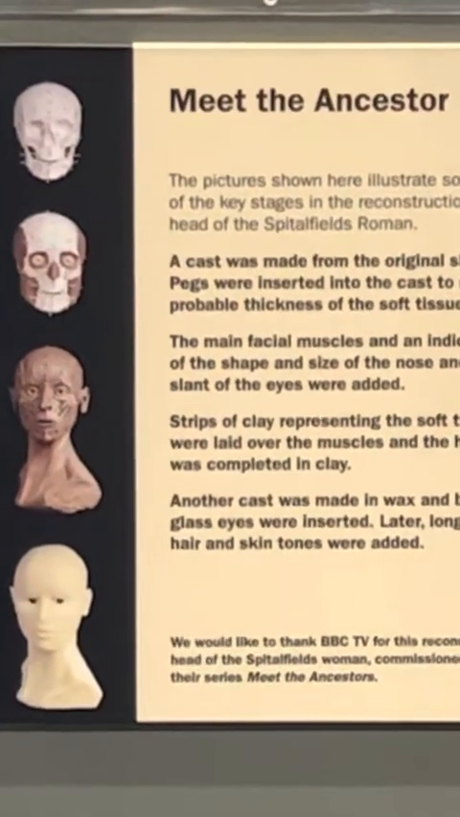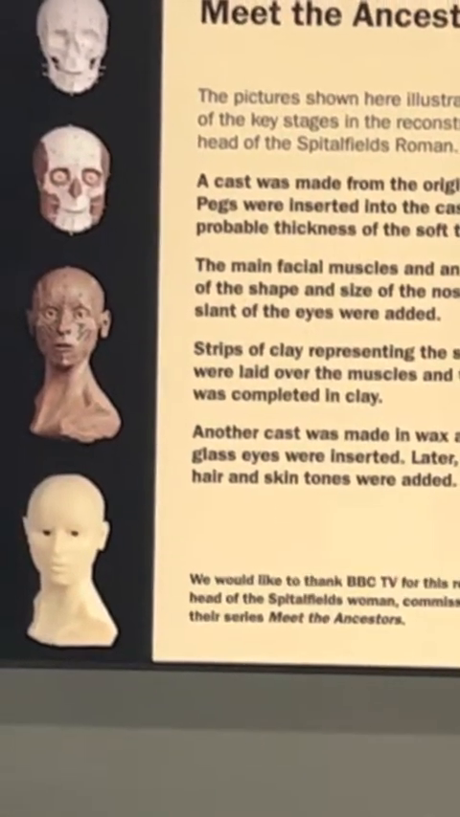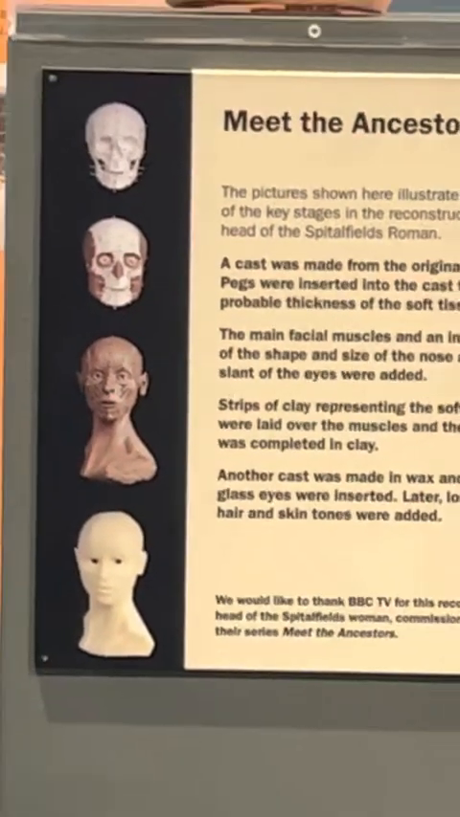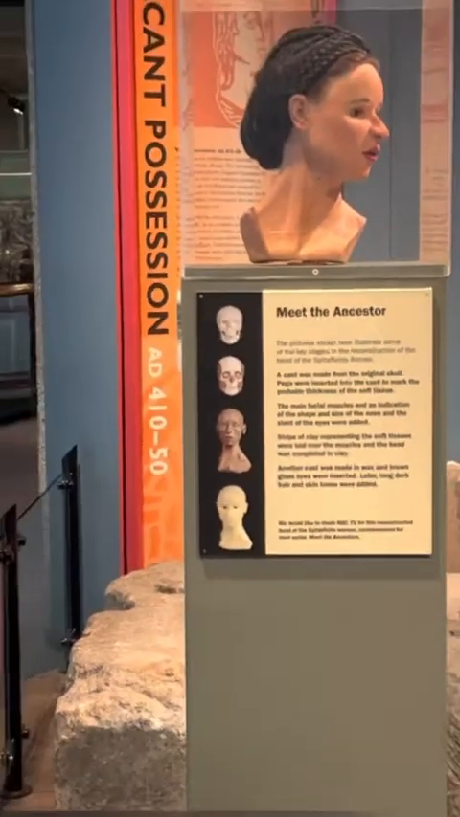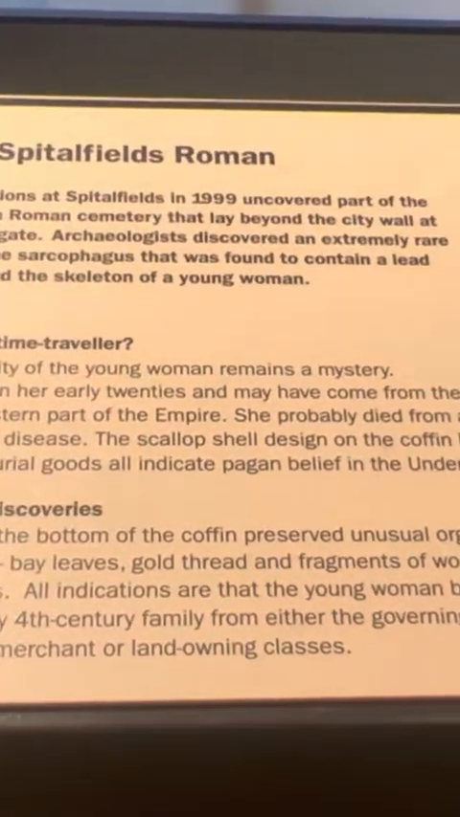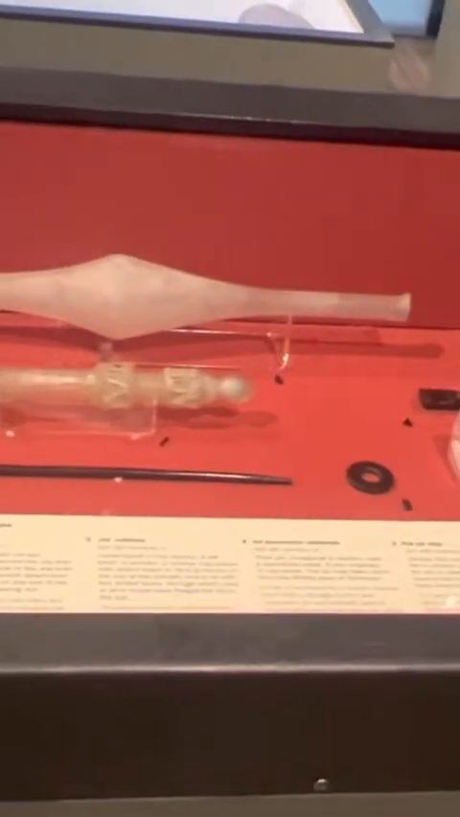This picture shown above illustrates some of the key stages in the reconstruction of the head of the Spitalfields woman, just like what we had with the Shepperton woman. Please, if you have not seen the previous video, kindly go and watch episode 1 of our tour to the museum. There you will see the picture of the Shepperton woman, her skeleton, and everything about her.